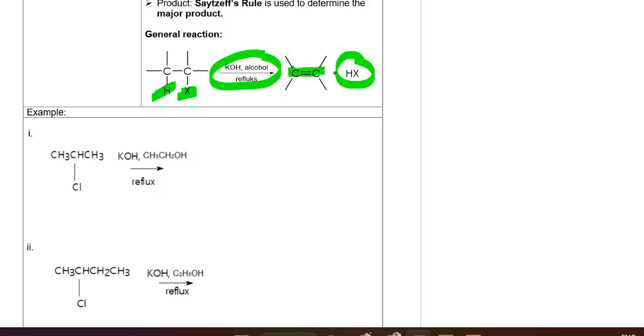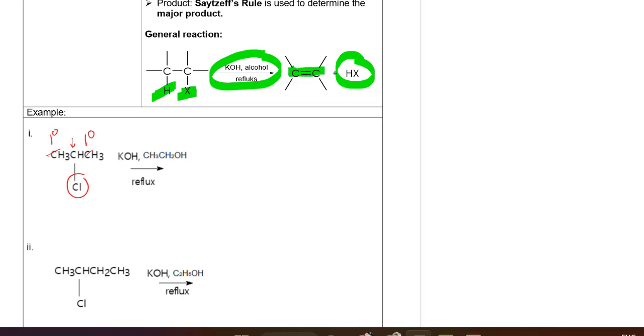Okay, so first we find the carbon that is attached to Cl or Br. So this is the carbon. Then we determine how many carbons are attached to that carbon. So there are two carbons. So this is a primary carbon. This is also a primary carbon. So remove any primary hydrogen from both carbons.